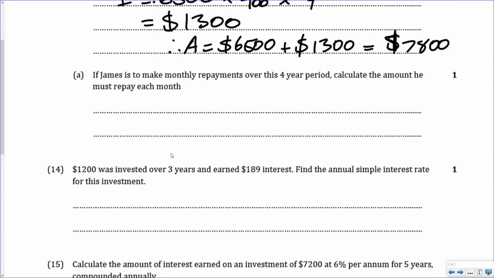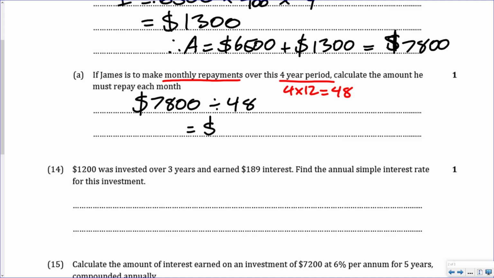So, going on with this, if James is to make monthly repayments over this 4-year period, calculate the amount he must pay each month. So again, we're making monthly repayments over 4 years, so we want to identify the key piece of information. We're going to find how much each monthly repayment is. Well, we know that he's going to be paying $7,800 in total. And we've got to figure out how many months are in 4 years. Well, this is just 4 times 12, which equals 48. So that means we're making 48 equal repayments. So we're going to get the total amount they need to pay and divide it by 48, which then equals $162.50.